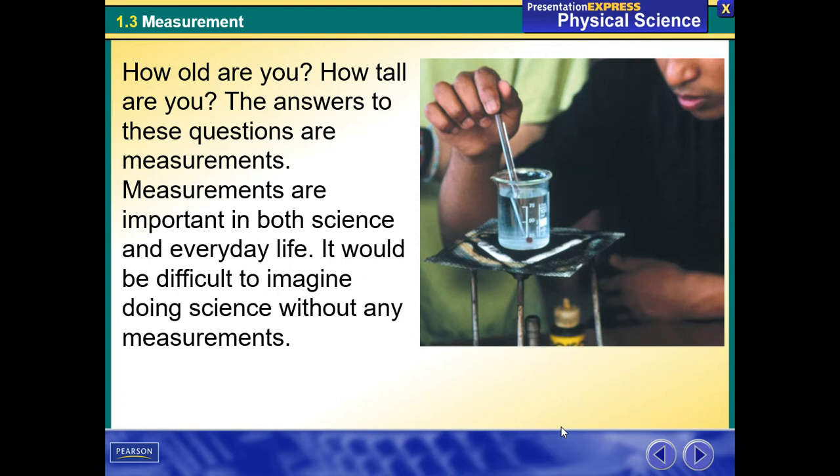Measurements are important in both science and everyday life, and in fact, it'd be difficult to do science without any kind of measurements, such as taking the mass of something, the volume, density, and even right here in the picture, they're taking the temperature of something.